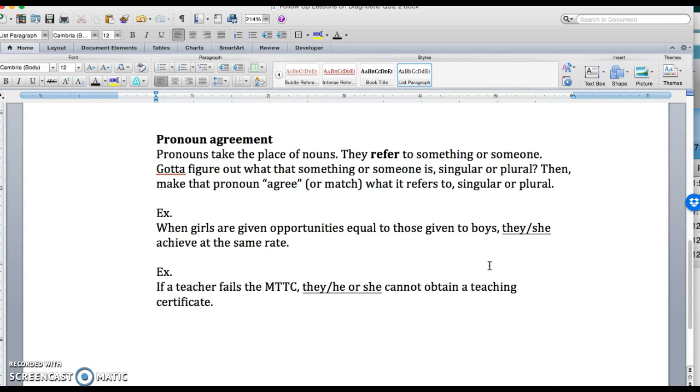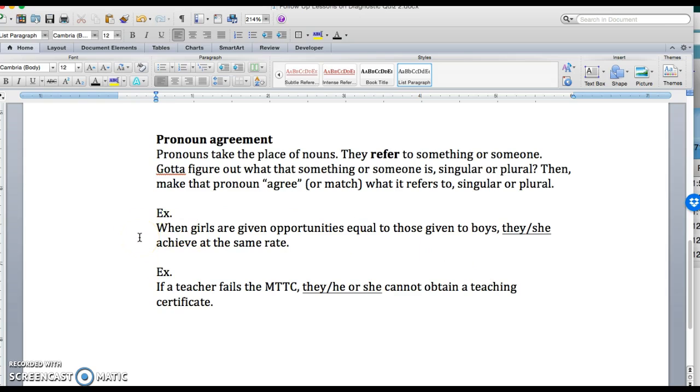All right, last thing we want to talk about is pronoun agreement. So you know that pronouns take the place of nouns. They refer to either something or someone. We've got to figure out what that someone or something is. Is it singular or plural? Then we make that pronoun agree or match up with what it refers to, singular or plural. Here are some examples to bring that home.